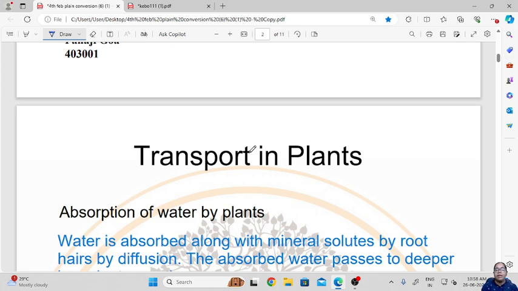So today what we have covered is absorption of water by plants, and how this absorption of water happens in plants is through the apoplastic and the symplastic pathway. And we have seen in detail how the apoplastic and symplastic pathways occur, that is how the movement of water occurs through the apoplastic and symplastic pathway.